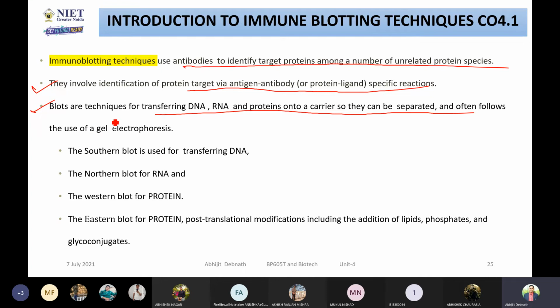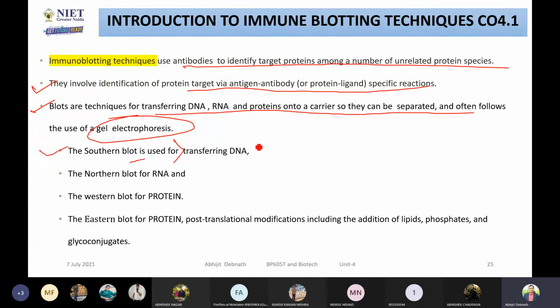Often follows as the gel electrophoresis. Now I think you are very much clear why I have discussed the basic terms at the beginning today, and why I have discussed gel electrophoresis: because gel electrophoresis is a part of doing various blotting techniques. Now what are the blotting techniques? One is the Southern blotting.